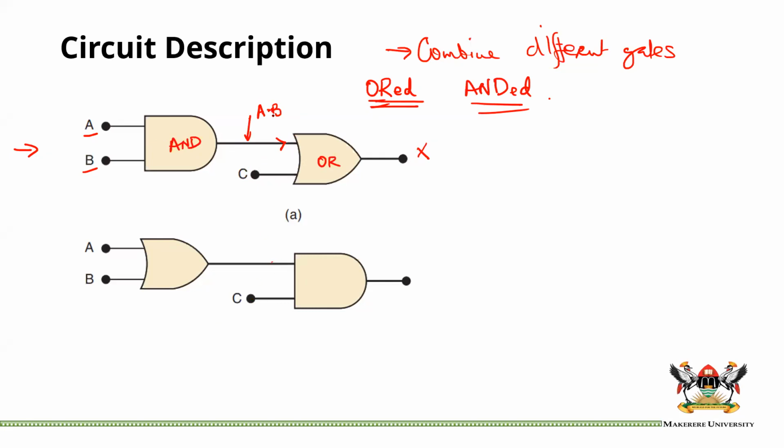Now, anyway, we have A dot B, which is A and B, and then we have C, meaning that our X is going to be A and B, as one entity, or C. You get it? So you can write this as AB or C. Now, what does this mean? This means that the output, remember this is an OR gate because we have an OR. So we can say here that output X is high.